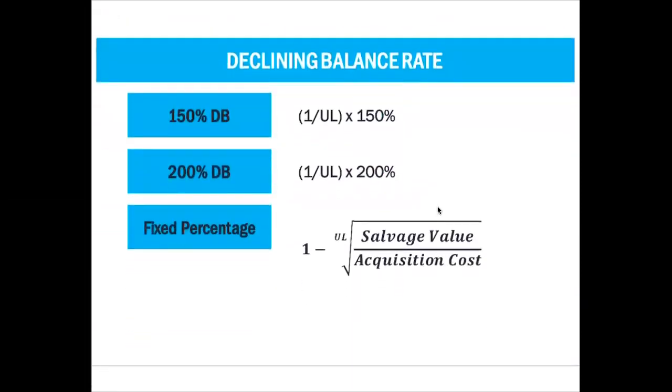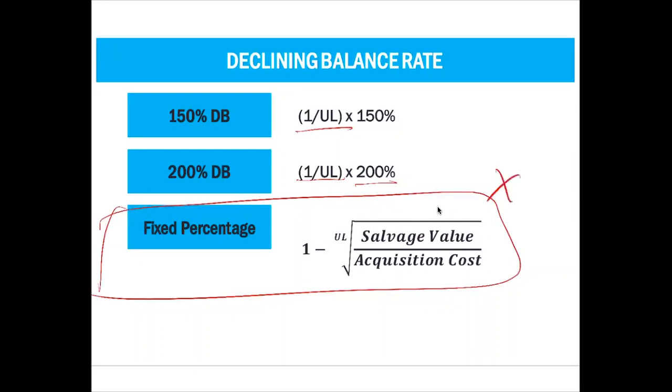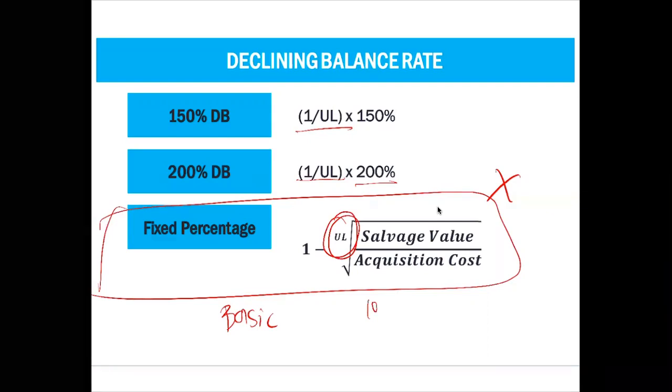Okay, so for 150% declining balance, to compute for your rate, 1 over useful life times 150%. For double declining balance, 1 over useful life times 200%. Your fixed percentage declining balance is not applicable already to you because you are to use your basic calculator. And for basic calculator, you cannot make use of a useful life, what do we call this? Square root? Hindi square root, useful life root. So paano kung ang useful life mo ay 10? Wala na, di ba? Hindi na kaya yan ng basic calculator. So ang pwede lang natin is 150% declining and 200% declining.